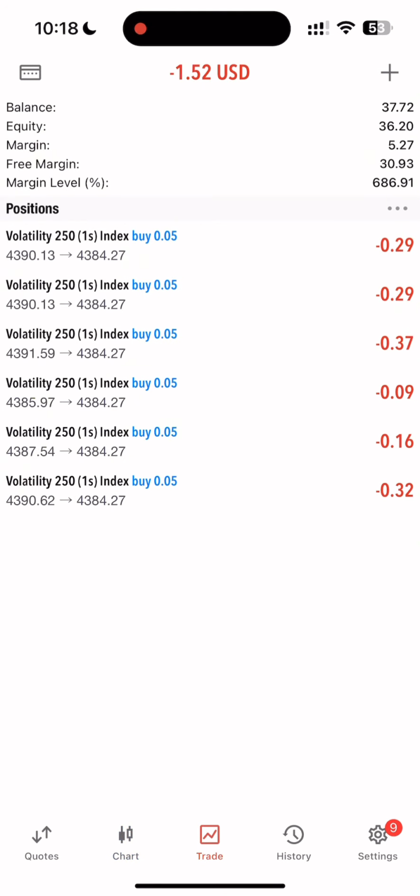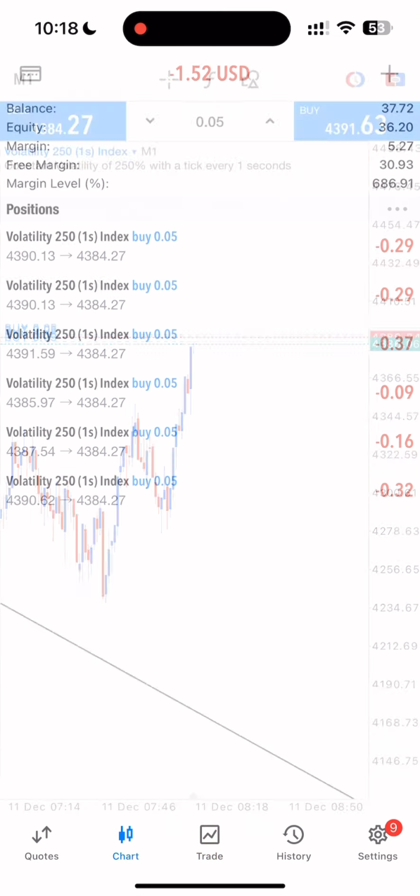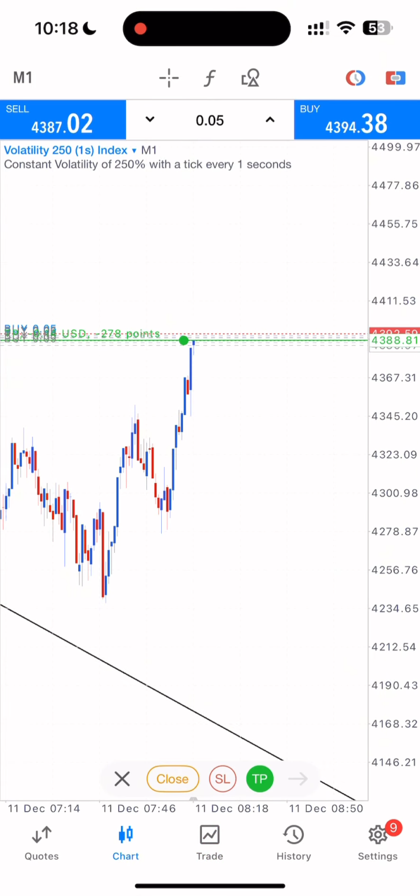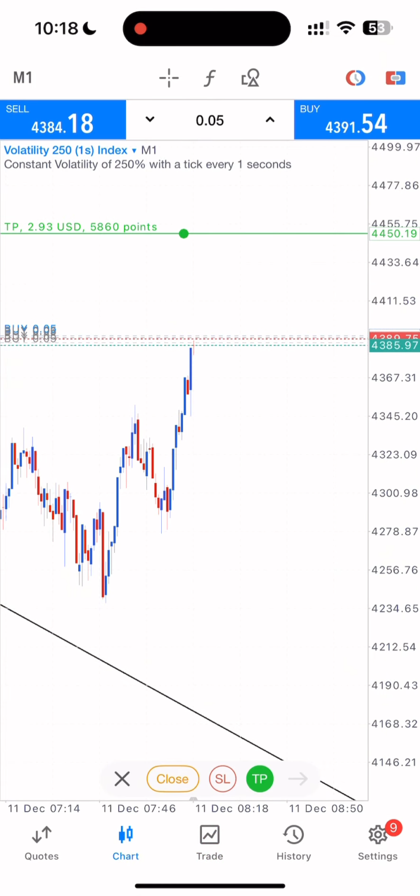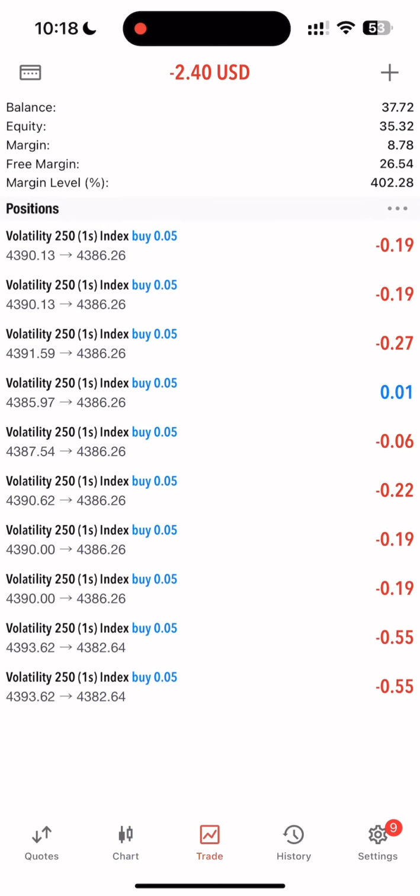Let's hope I won't make the same mistake like what I did on the first trade of lacking risk management. 10 positions is enough on a $37 account, and I just want $10 or $15 on each position, and that makes it $100 profit.